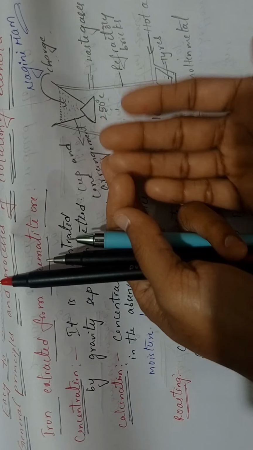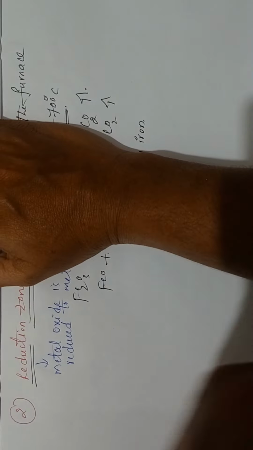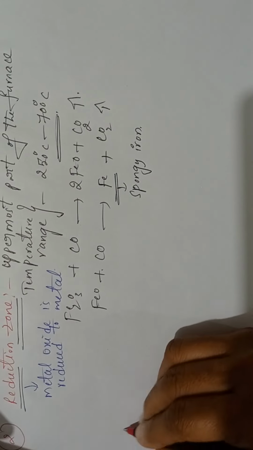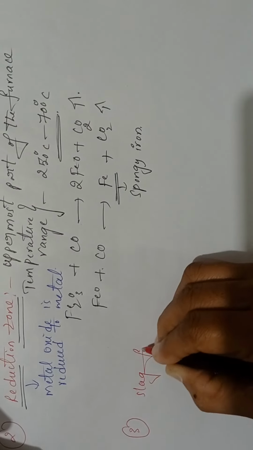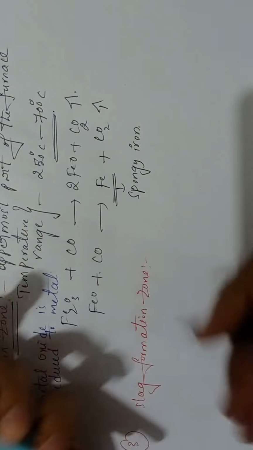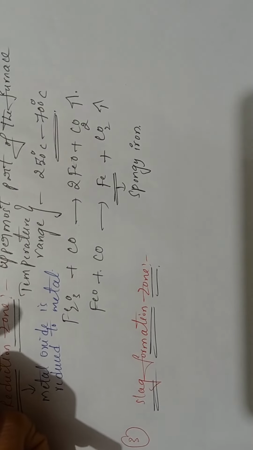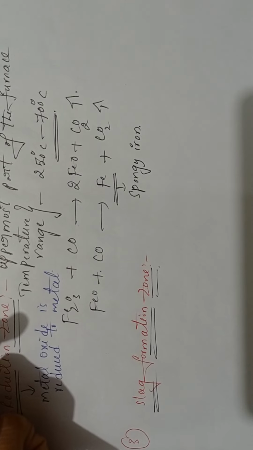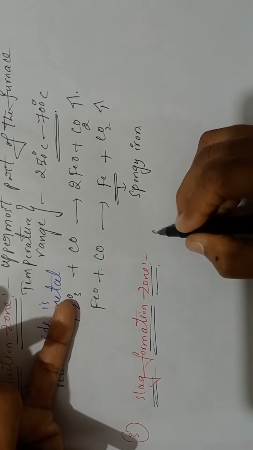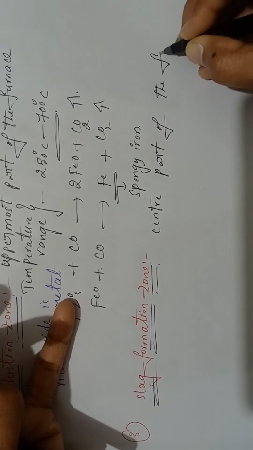Now we are going to discuss the third zone. Which one, students? Slag formation zone. Third one is the slag formation zone. So what about the slag formation zone, students? It is the central zone, the center part of the furnace, students.